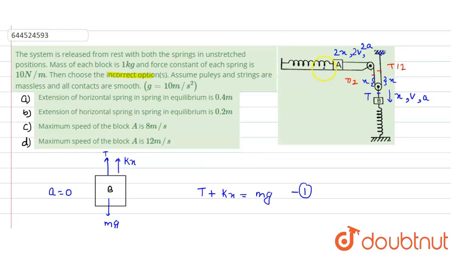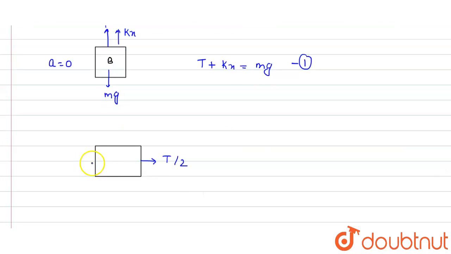So if it stretches to this end, the compressive spring force would be in the left direction, so it would be k into x. Now what is the extension?